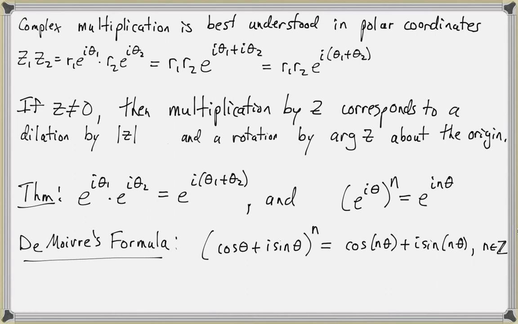So this expression is very useful, especially when you consider very large powers of n. Multiplying out the expression on the left-hand side would be very tedious using all these trig identities. This can be a very powerful simplification. So let's look at an application of de Moivre's formula.